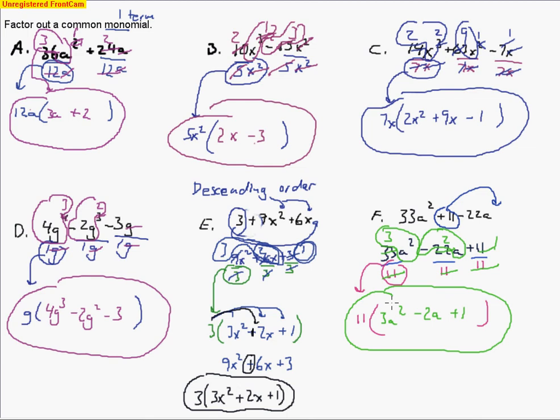Well, the next part is going to be talking about factoring out a common binomial. So check that one out.